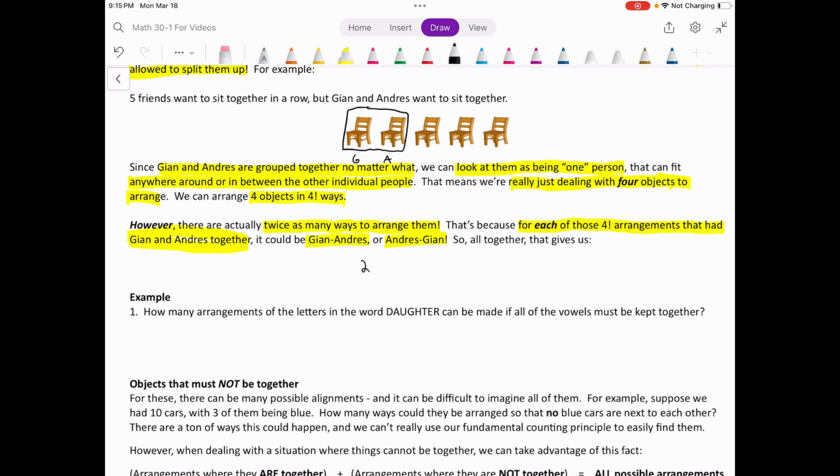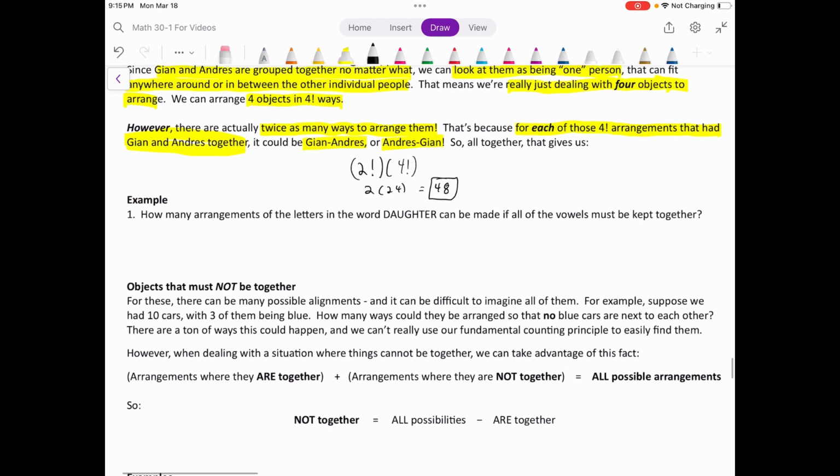So it's 2 factorial times 4 factorial, which is just 2 times 24, which is 48. Okay, so 4 factorial ways to arrange 4 objects, because really they're like one object, but then also 2 factorial ways to arrange those objects within that group, giving us a total of 48 ways we could do it. Let's try this one out.